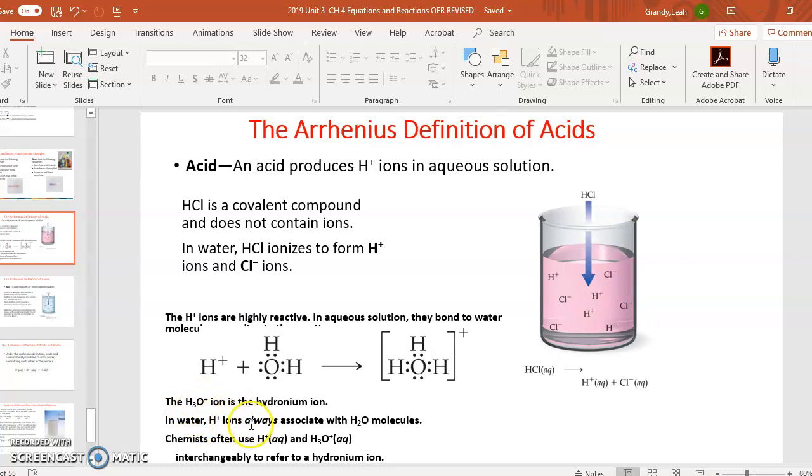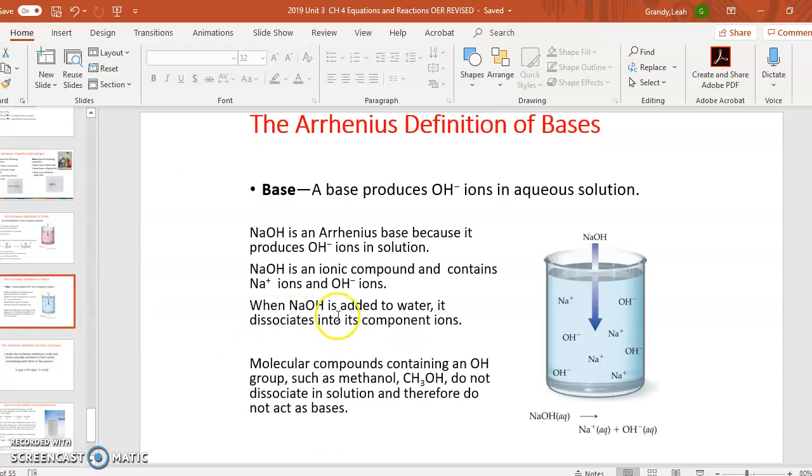The H+ ions are dissociating with the H2O molecules, and so if this H3O+ is formed, we say it's an Arrhenius acid, and that is the definition that Arrhenius gave us. His definition of bases was that a base will produce hydroxide, these OH- ions. So here's NaOH added to water, and so we've got these Na+ and OH-.